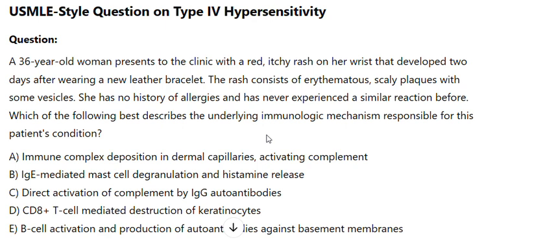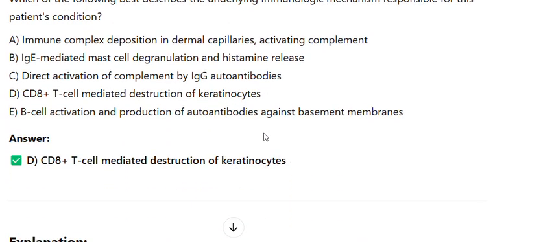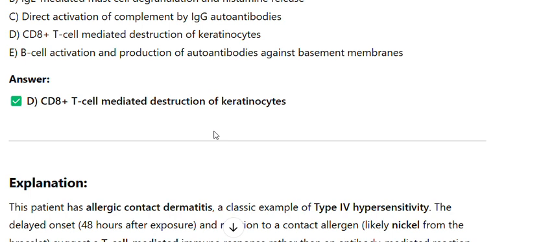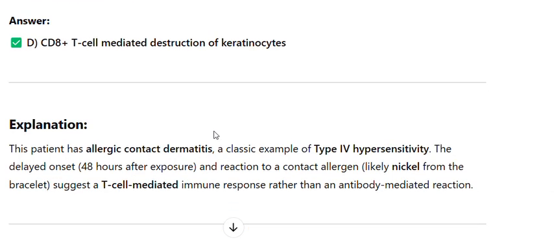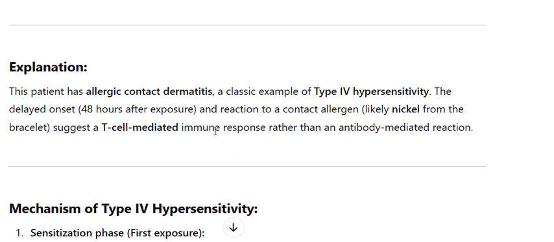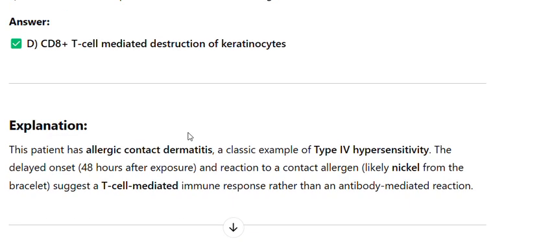Explanation: This patient has allergic contact dermatitis, a classic example of type 4 hypersensitivity. The delayed onset, 48 hours after exposure, and reaction to a contact allergen, likely nickel from the bracelet, suggest a T cell-mediated immune response rather than an antibody-mediated reaction.